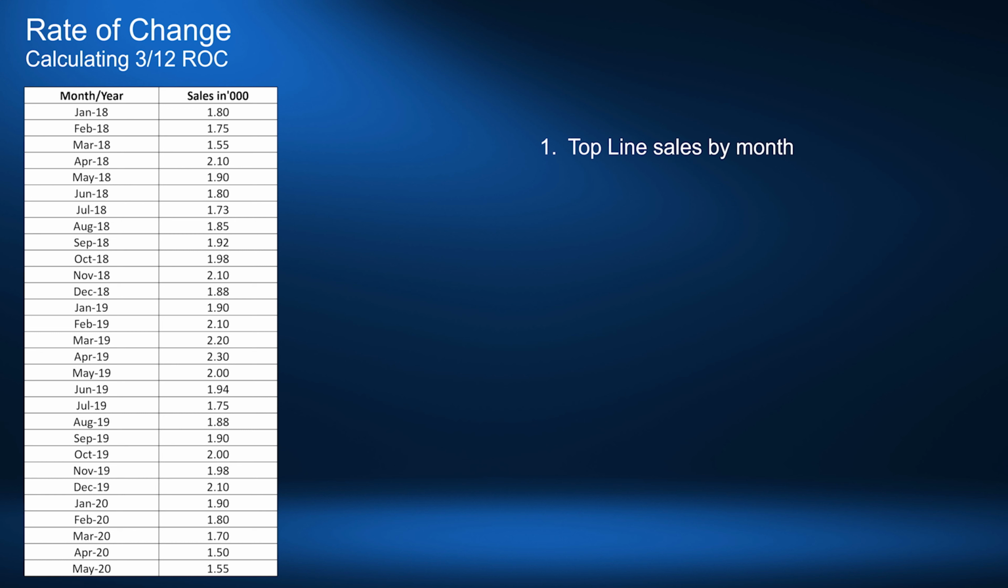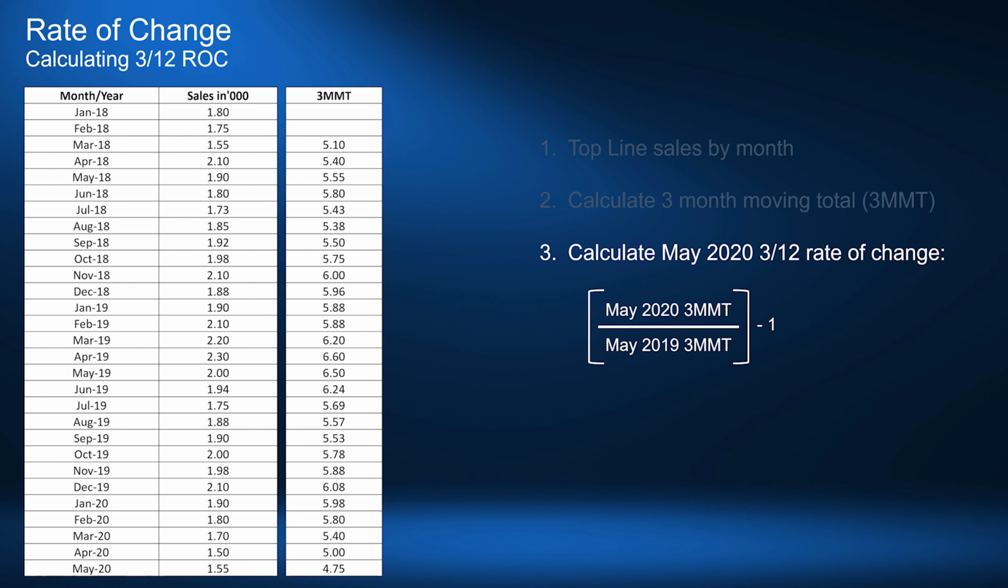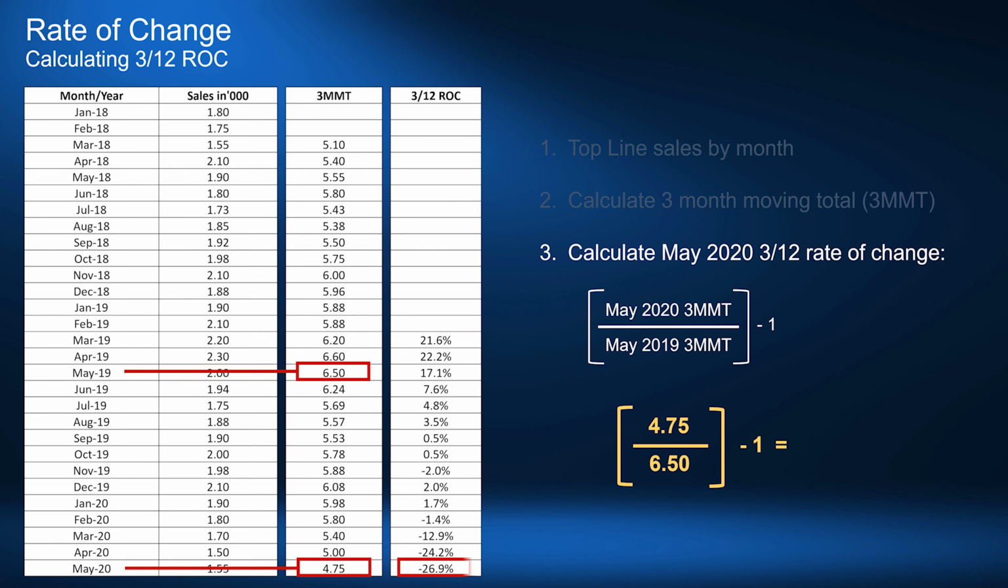Let's start with calculating a 312 rate of change. The first step is to calculate what's called the 3-month moving total. It's as simple as taking the 3-month rolling total as shown here. The final step is to calculate the rate of change. Let's do it for May of this year. Take the 3-month moving total for May 2020, divide it by May 2019, then subtract 1. Now you can see why it's called a 312 rate of change. It's based on a 3-month moving total comparing one period to the same period prior year.